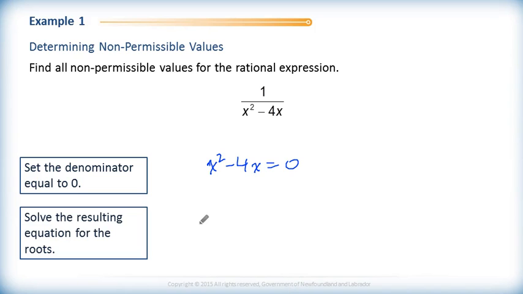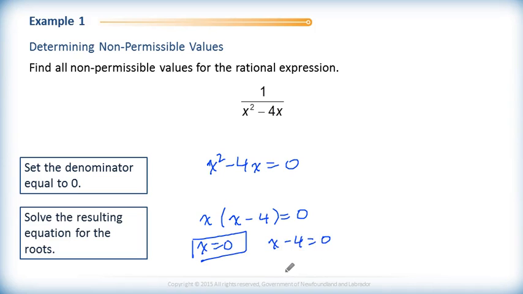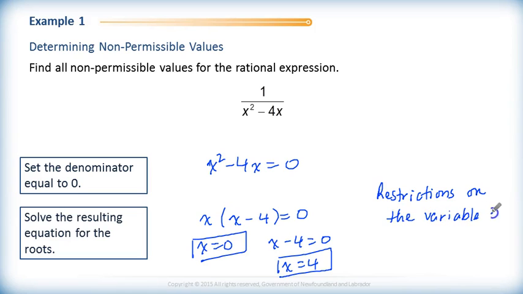So in this case, it's quadratic, and I can solve this by factoring, take out a common factor of x. Make each factor equal to 0. Well, the first one is x equals 0. And the second one, x minus 4 equals 0, so x equals 4. Those are my two non-permissible values, and therefore we can say the restrictions on the variable are x cannot be 0 or 4.